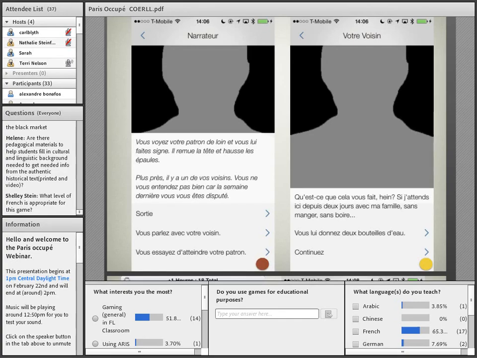The game also has a lot of interactions with different kinds of players. So here's one from June 1940. It says you see your boss a little bit further away, and you can go talk to your boss. You can also go talk to your neighbor.